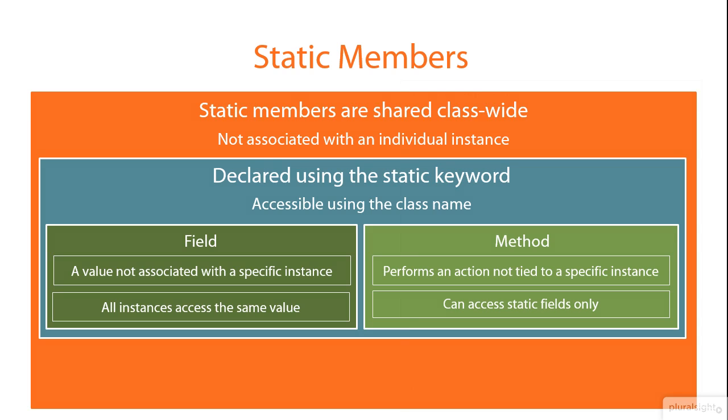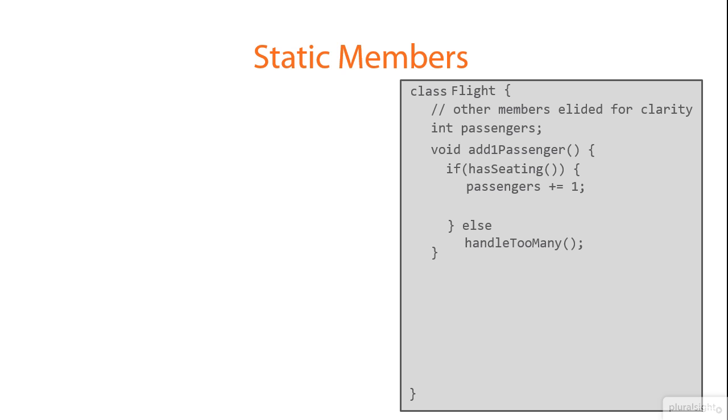So let's take a look at using this in some code. We've got our Flight class we've been using throughout the course. One of the things we've done is keep track of the number of passengers. Each flight can track how many people are on that one flight with the passengers field. We have this add one passenger method that increments the count. Now, in addition to each flight keeping track of how many passengers are on that flight, we'd like an easy way to keep track of how many passengers are on the total of all flights.